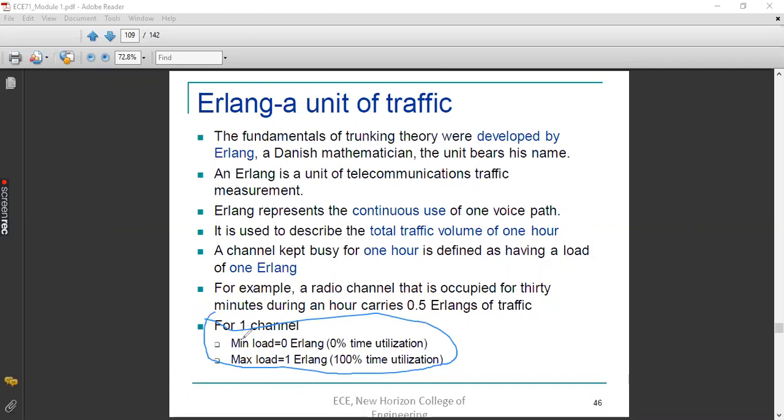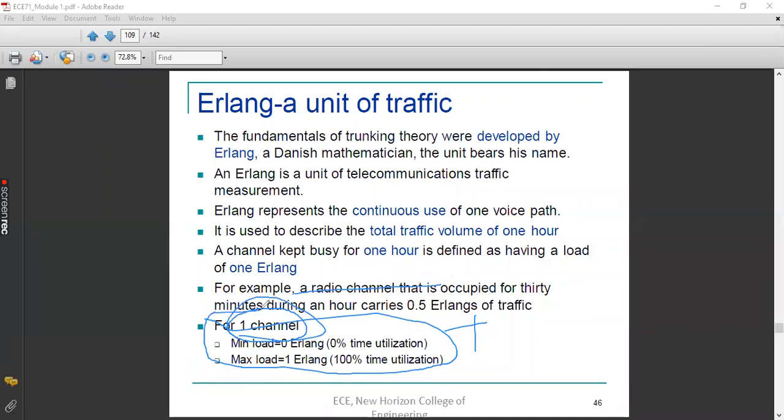Then it is called 1 Erlang. So these minimum and maximum values are applicable only for one channel. Please note it. If the number of channels is more, n equal to 5, 10, 15 and so on, this concept will not hold good. Understood?